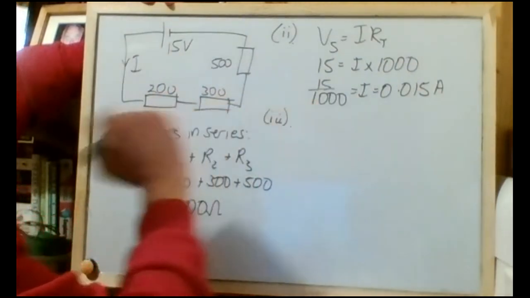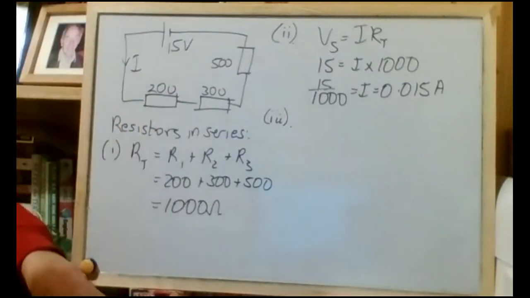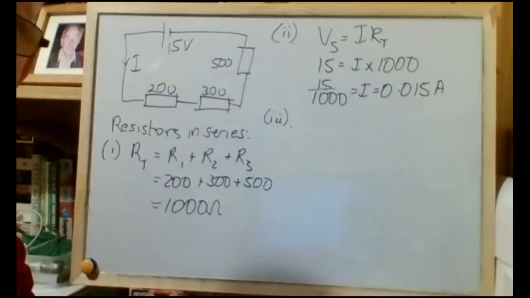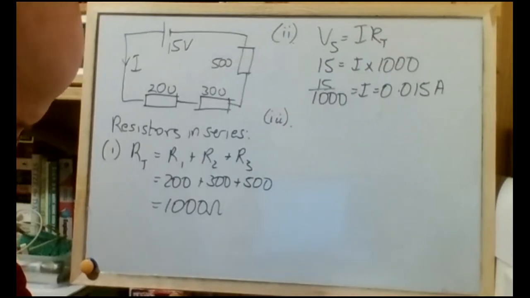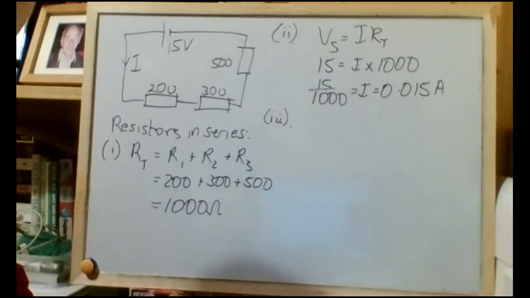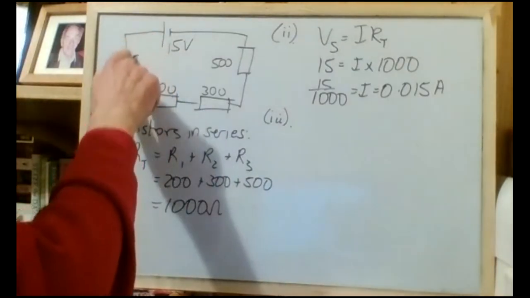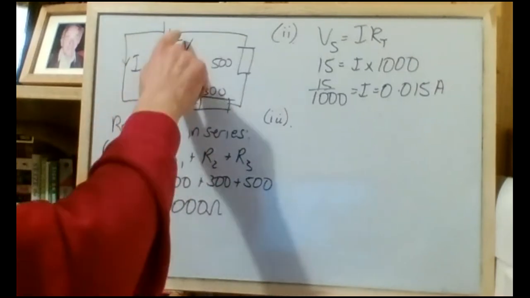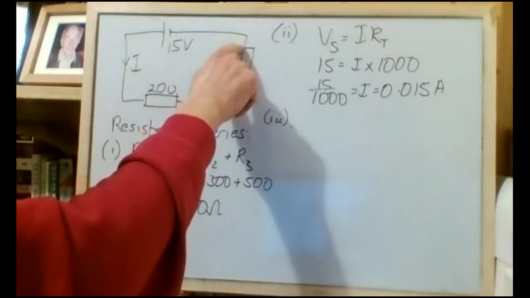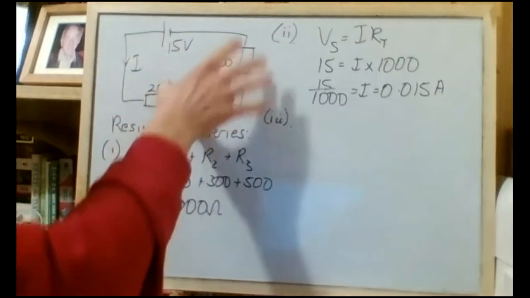Now, I generally get the students in class to attempt this question, and this is where part three is where they start to get a little bit unstuck. It says the PD across each of the resistors. What it's asking you is, we know the potential here is going to be 15 volts, and we know the potential there is going to be 0 volts. What's going on in here?